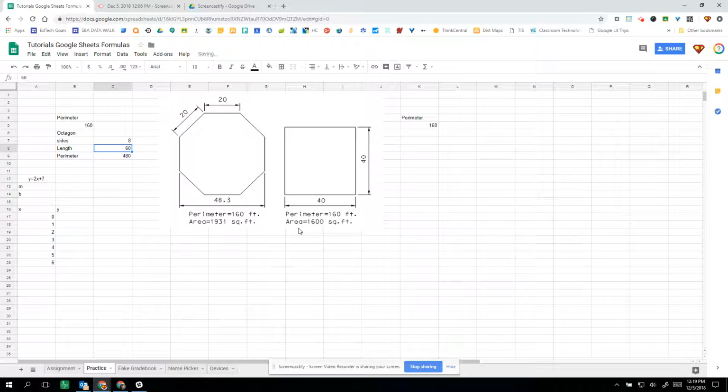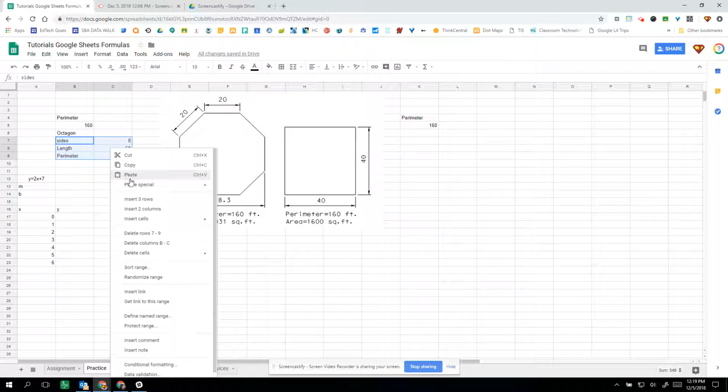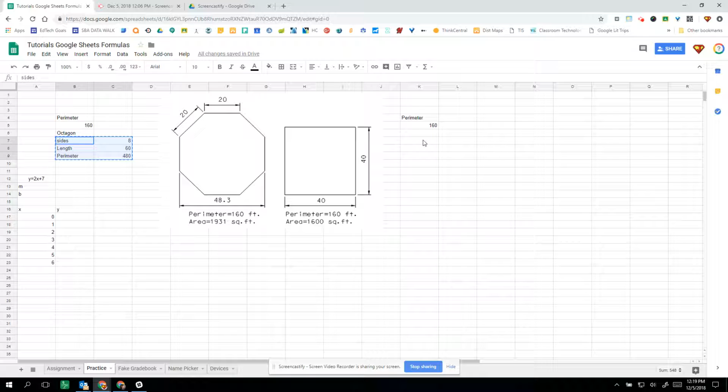Okay? I could even go over here and say, what is the perimeter of the square? So I'm going to copy this. I'll paste it over here. So the square has 4 sides, and each side is 40. Look, I'm back to my 160. So that's just a couple of things.